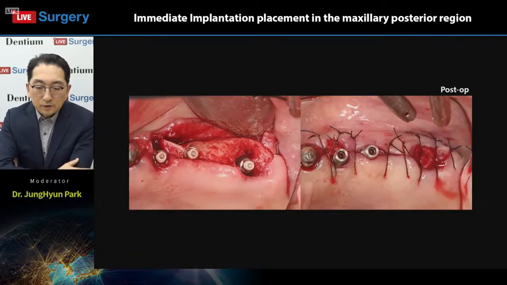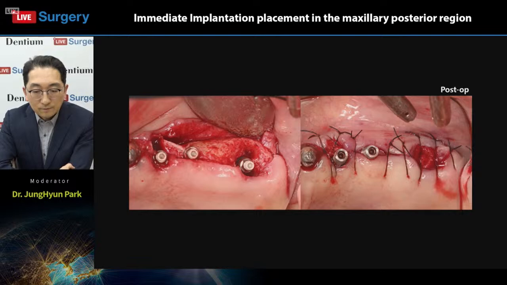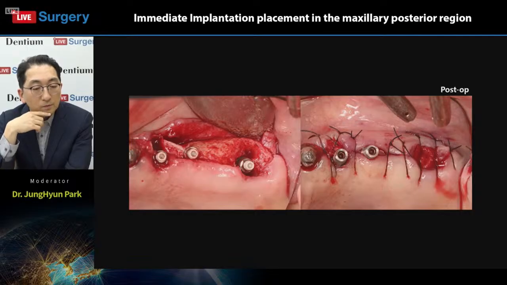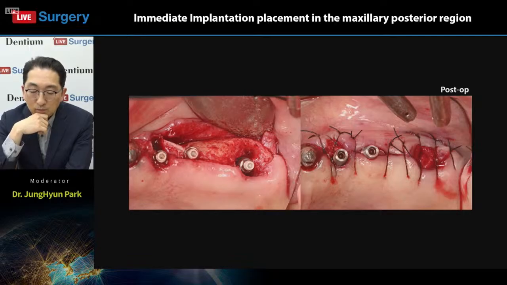As mentioned earlier, fixtures were placed at 24, 25, and 27. Looking at the 25 site, if the fixture were just slightly thicker, like a 4.0 fixture, dehiscence could easily occur on the buccal bone, I think.